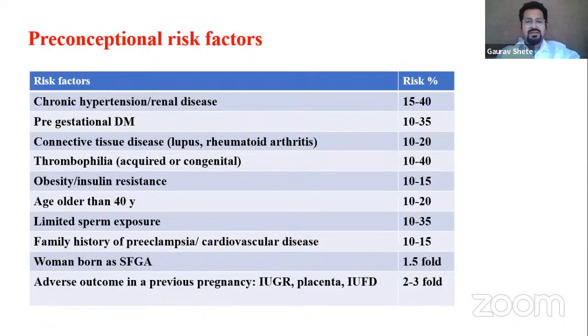The risk for chronic hypertension is almost 15 to 40%. For pre-gestational diabetes mellitus, it is 10 to 35%. Connective tissue disorders is 10 to 20%. Thrombophilias and obesity are all 10 to 15%. Older than 40 years is 10 to 20%. Limited sperm exposure is 10 to 15%. Patients who are on ART, nowadays we have realized even those patients are at high risk for developing preeclampsia.